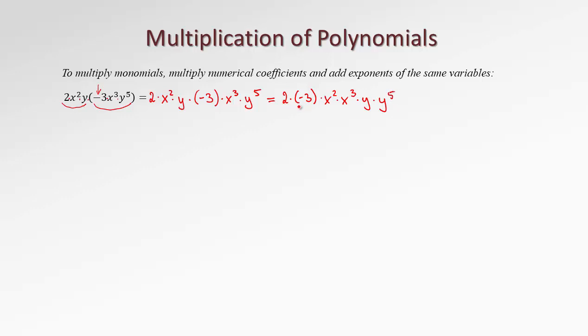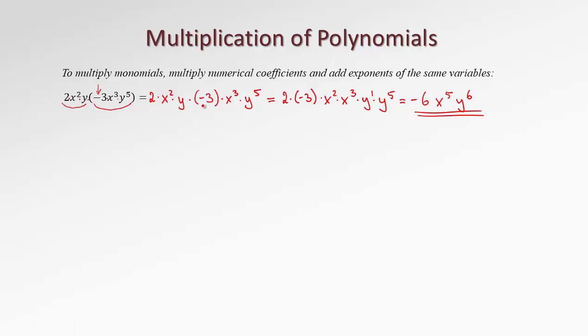Now let's perform this multiplication of numbers. So we have -6. And multiplication of powers with the same basis. Remember the rule? When we multiply powers with the same basis, we need to add exponents. So keep the x and add 2 plus 3, which is 5. And then keep the y, and this is an invisible 1 plus 5, so it's 6. And that will be the final answer.